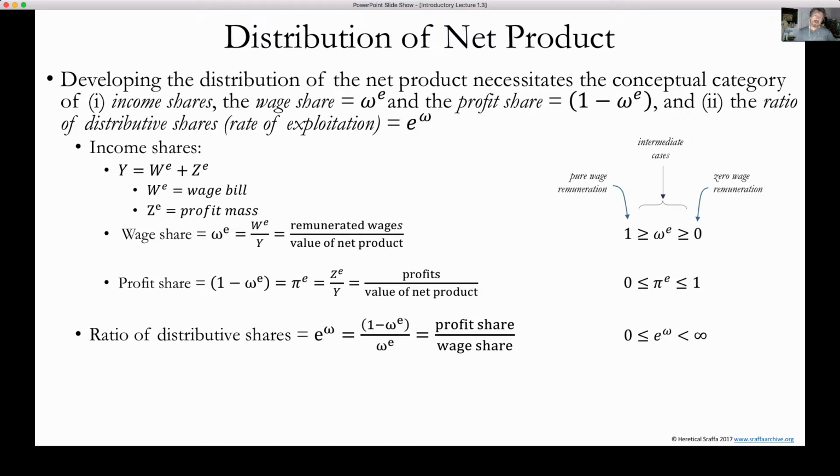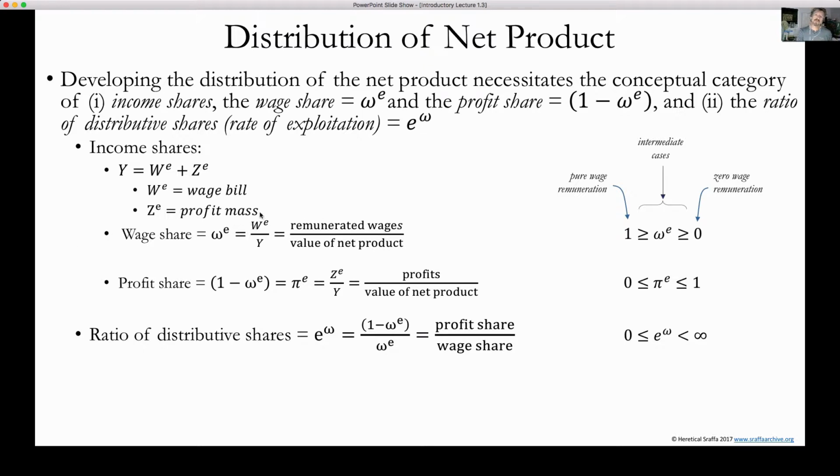Income shares, all you're doing with your income shares is looking at the relationship between the wage and the profit revenue out of the value added. So here on your income shares, Y is equal to wage plus profit, W^E and Z^E. W^E is going to be the wage bill at the particular rate of exploitation, and Z^E is going to be the profit mass at the particular rate of exploitation. And again, we're going to be changing the rate of exploitation, changing distributive shares.